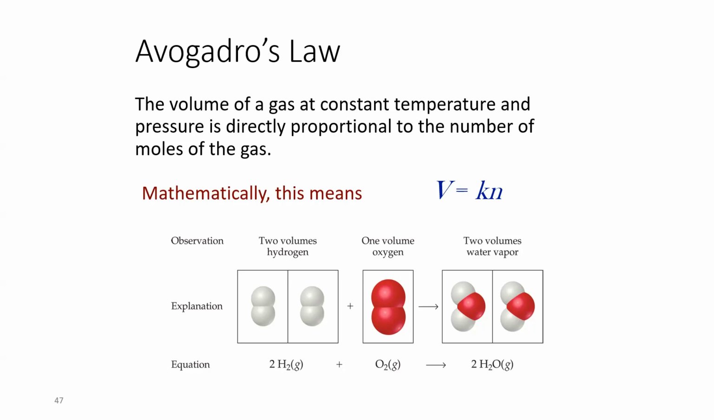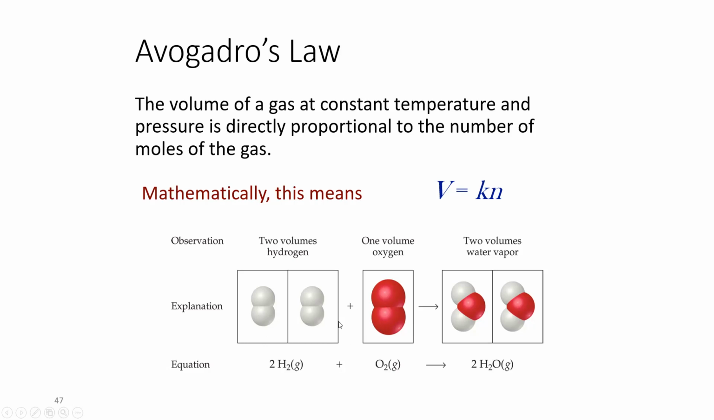So if we look at a reaction like we see here, hydrogen gas plus oxygen gas going to water vapor. When we look at the stoichiometry, 2 moles of hydrogen for every 1 mole of oxygen for every 2 moles of water. Because we've got these different coefficients here, we've got twice as many moles of hydrogen as we do oxygen.